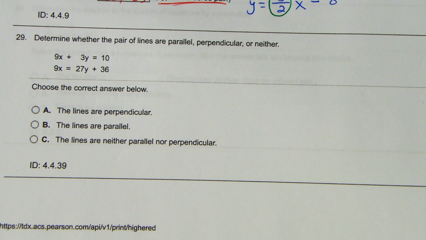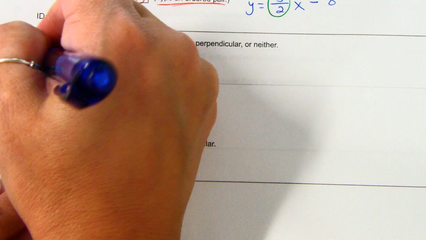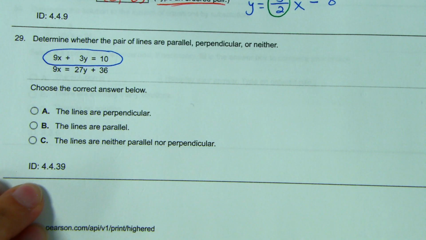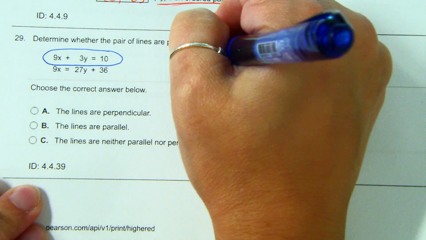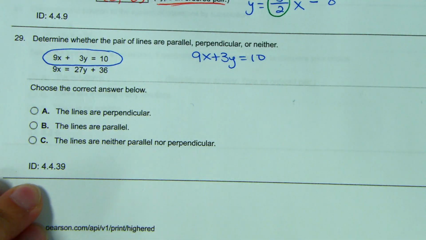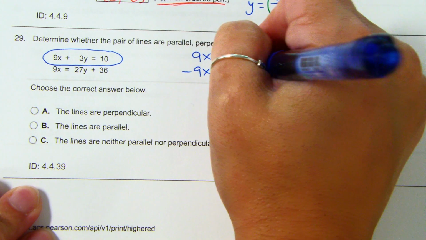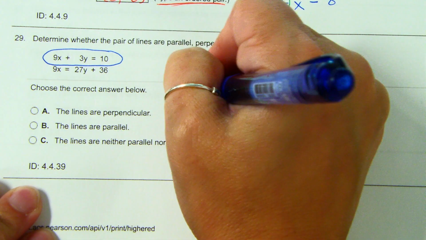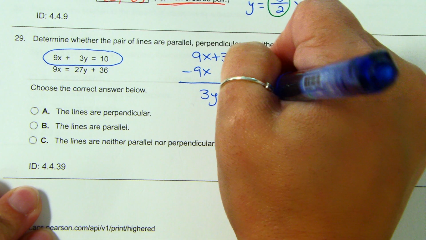All right, so I'm going to play with the top one in my blue pen. I'm just going to rewrite it to get started with. We have 9x plus 3y equals 10. I need this to look like y equals mx plus b. So I'm going to subtract the 9x, subtract the 9x. That'll give me 3y equals negative 9x plus 10. And again, I wrote my x term first because I need it to look like mx plus b.